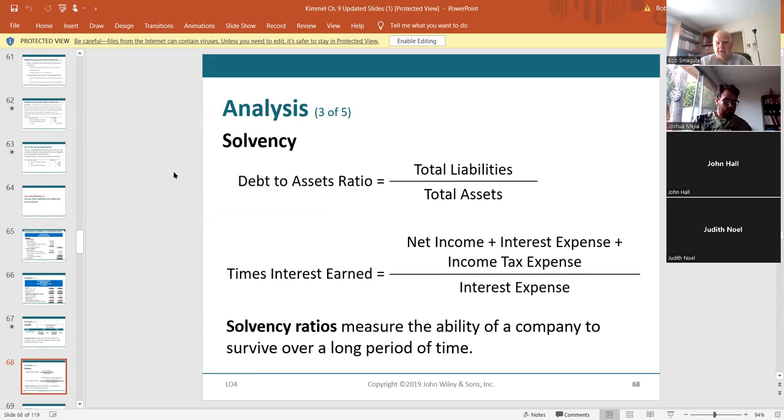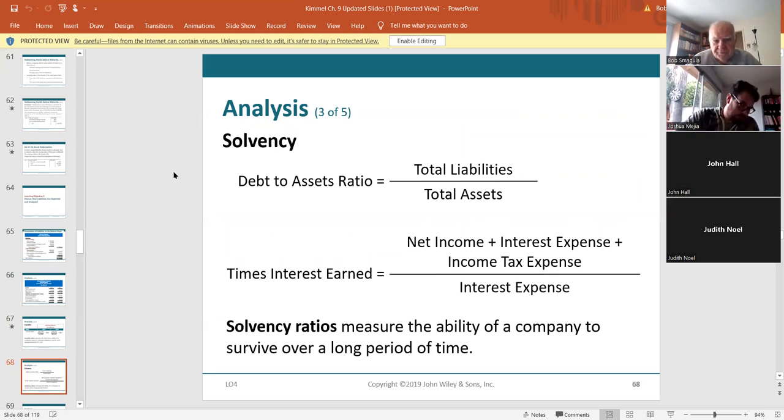A couple others. Debt to assets. Just take total liabilities divided by total assets. That'll give us a number that might be of use to investors. Total liabilities divided by total assets.